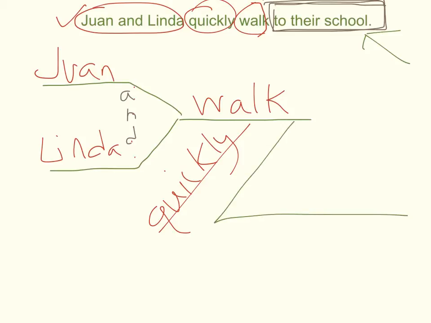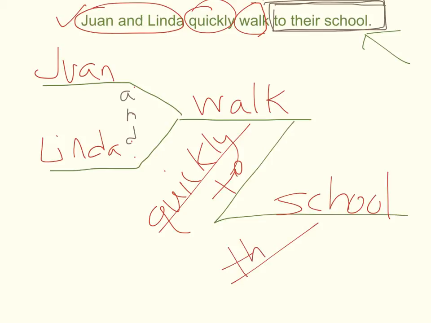Preposition goes here. The object of the preposition goes here. We do have a modifier. Which school did they walk to? Their school. And let's not forget the punctuation at the end, the period.